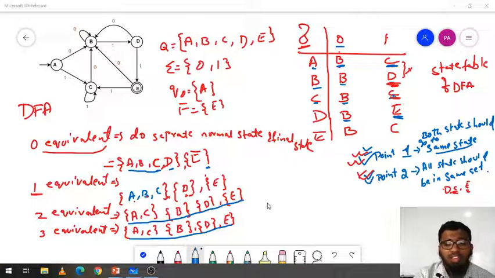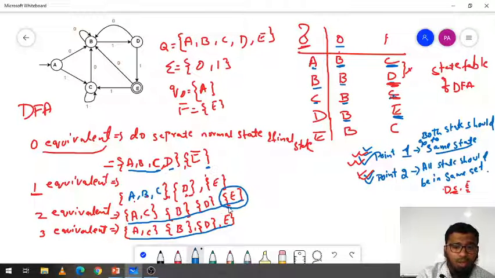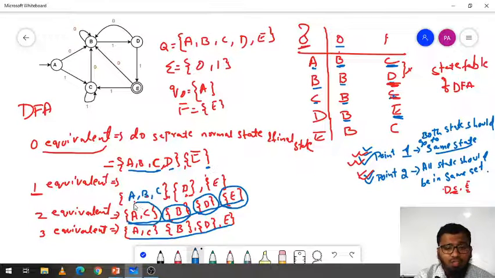Okay, so how many states are here now? Here 1, 2, 3 and this is 4. So here with the help of equivalence we changed to 4 states. Okay, let's make a graph for this. Okay, first make a graph for this.